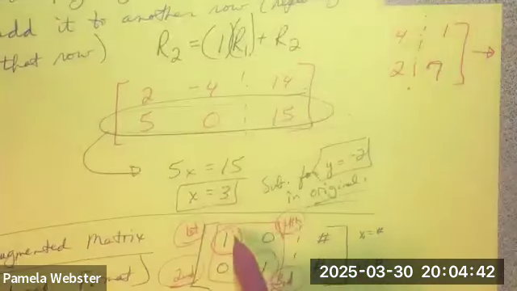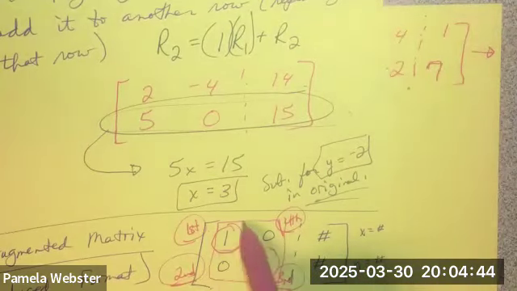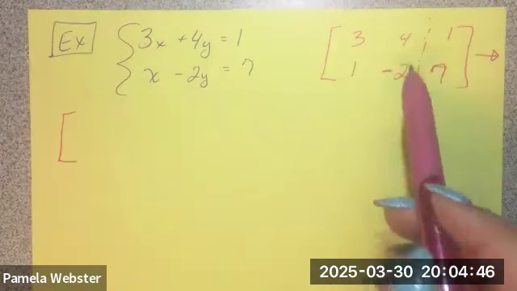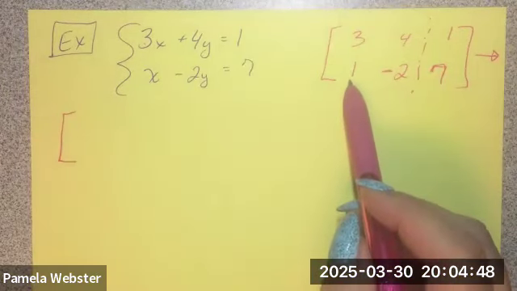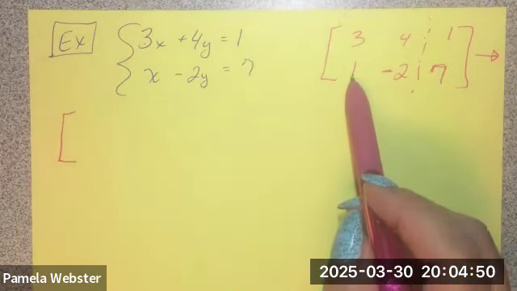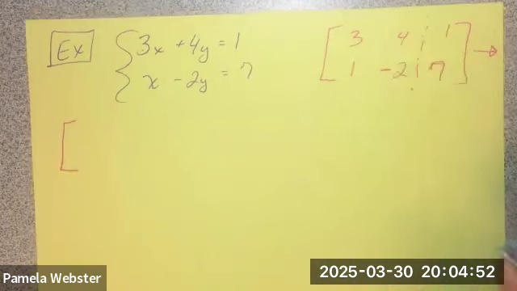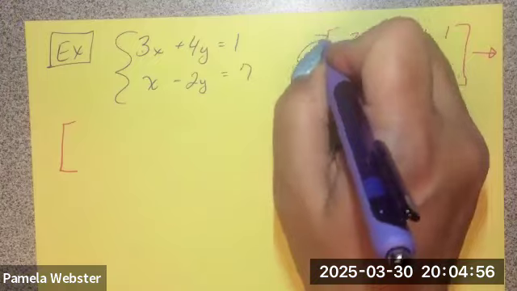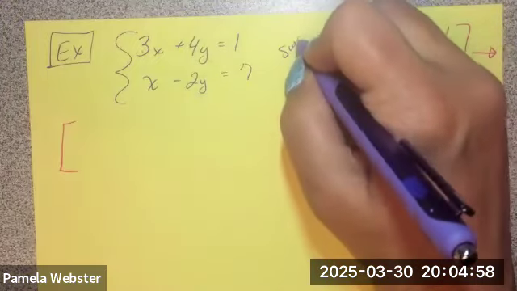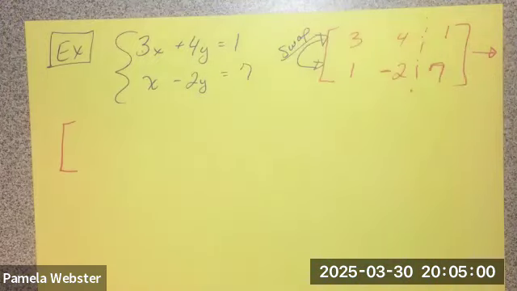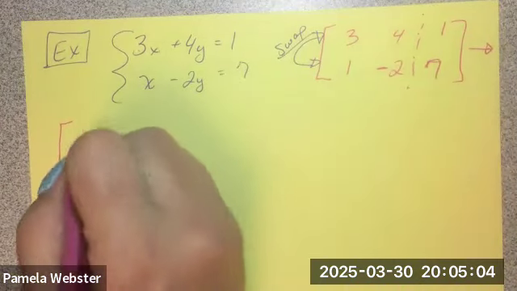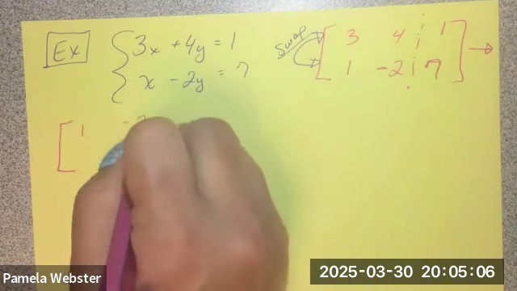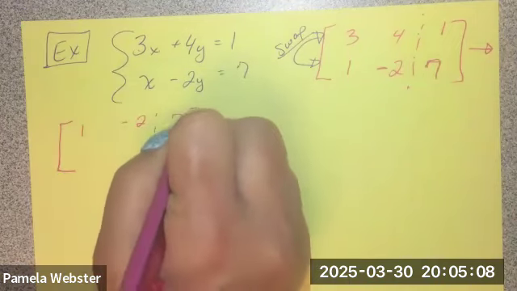The first thing I do is I want a 1 right here, top left. Hey, look, bottom left is a 1. Okay. So is it a legal move for me to swap those 2 rows? Yes, Dr. Webster. Absolutely, it's legal. So I'm just going to swap them.